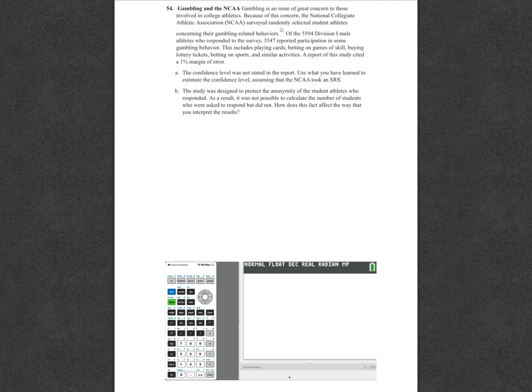Of the 5,594 Division I male athletes who responded to the survey, 3,547 reported participation in some gambling behavior. This includes playing cards, betting on games of skill, buying lottery tickets, betting on sports, and similar activities. A report of this study cited a 1% margin of error. The confidence level was not stated in the report. Use what you've learned to estimate the confidence level, assuming the NCAA took a simple random sample.